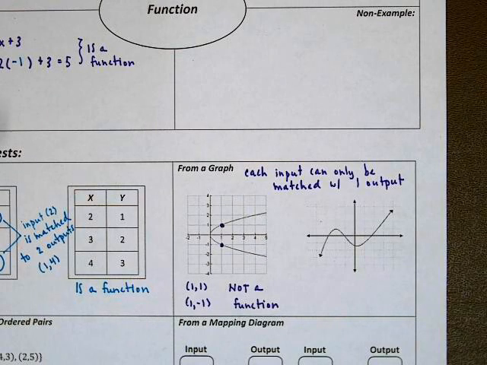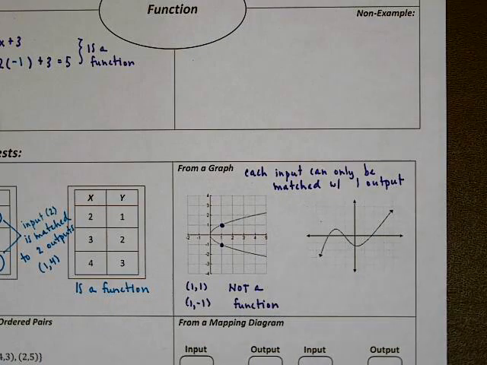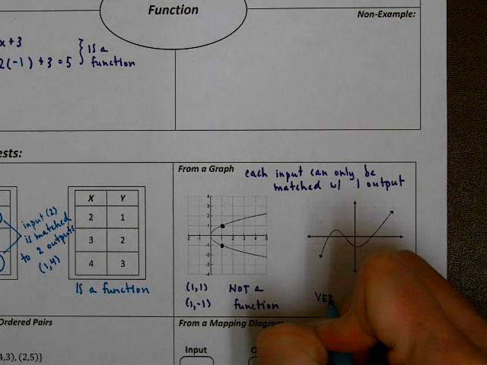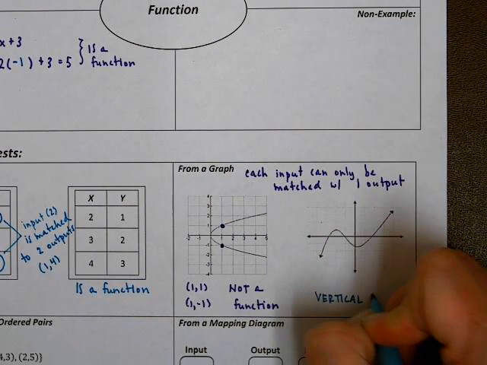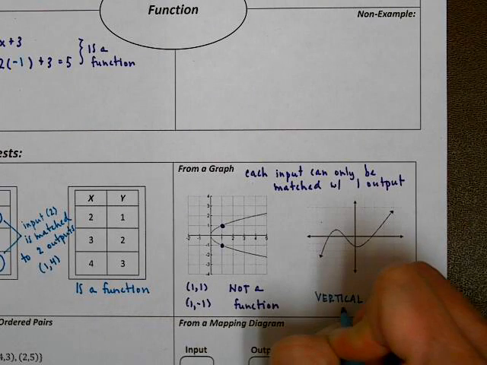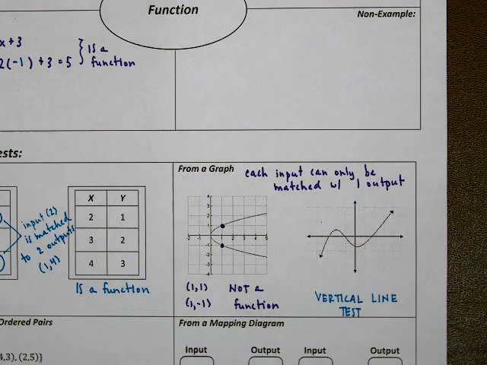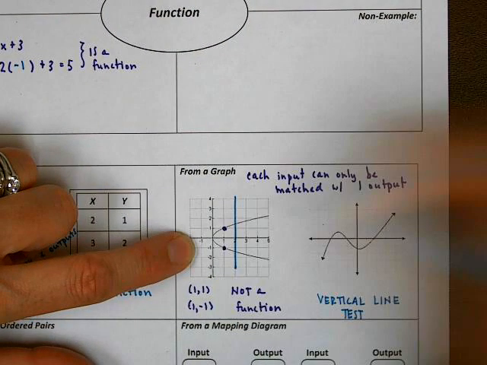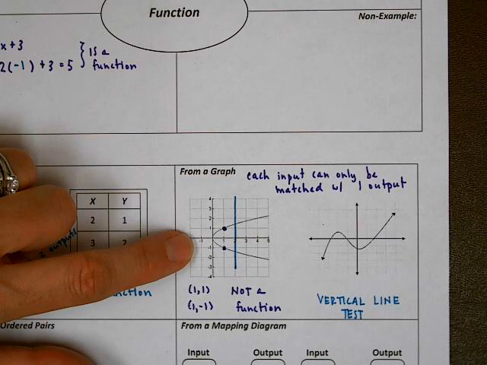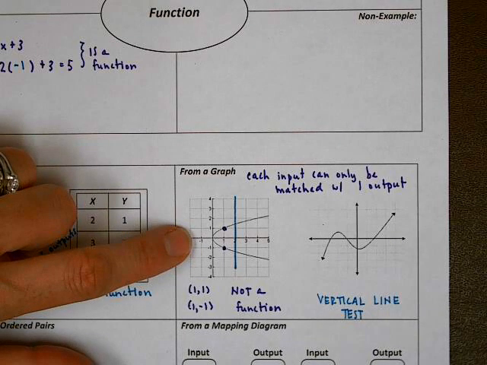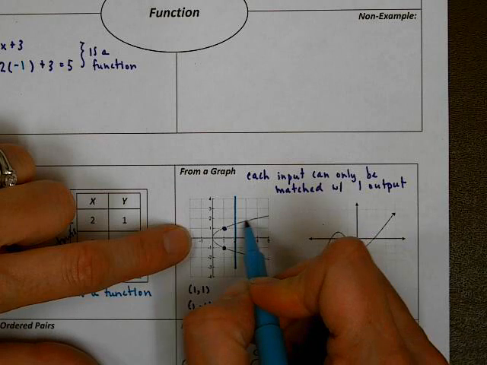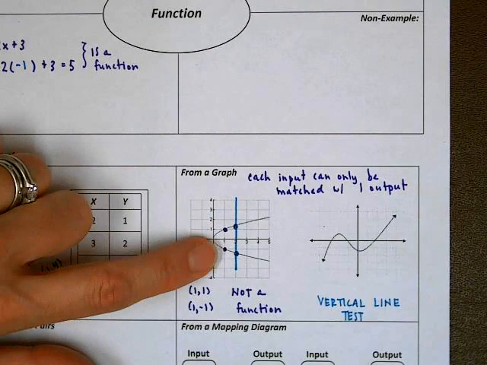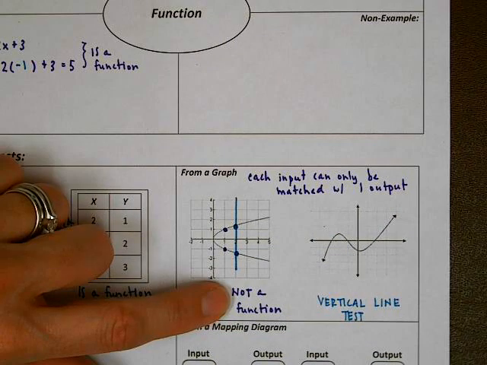Now, when we're looking at graphs, we actually have an easy test to tell whether something is a function, and that's called the vertical line test. Here's how the vertical line test works. If I have my graph, anywhere on that graph I can draw a vertical line. If that vertical line intersects my curve in more than one place, so for example, here it intersects here and here, then we do not have a function.